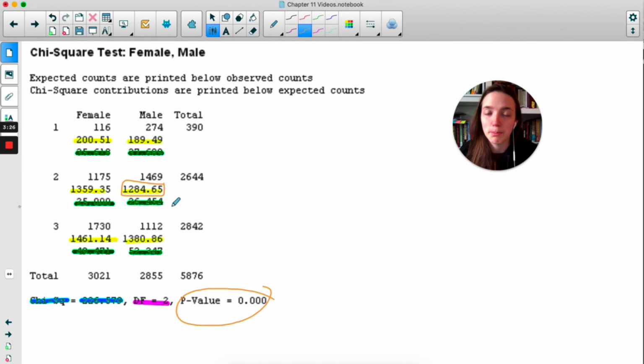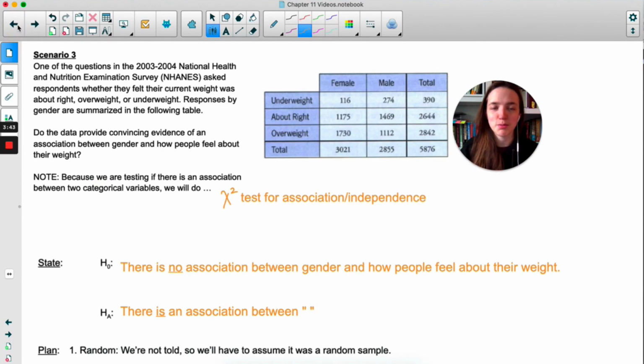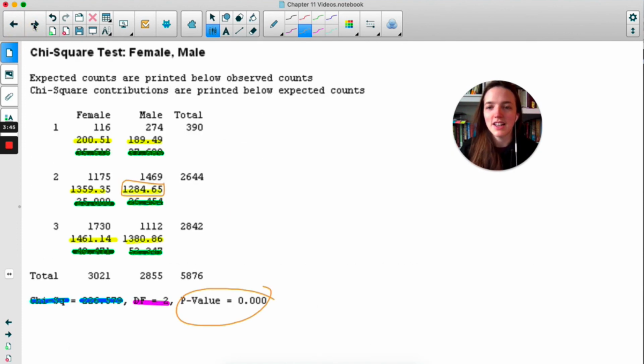You'll see one blank that you have to fill in. It might be a good idea to practice. I know you can see what that number is, but maybe go back to scenario number 3 in the notes and just practice finding the expected counts, and then you can use this just to double check and see that you know what you're doing.